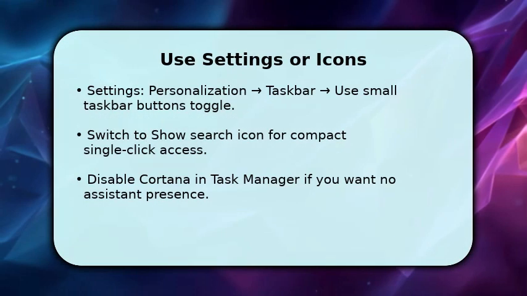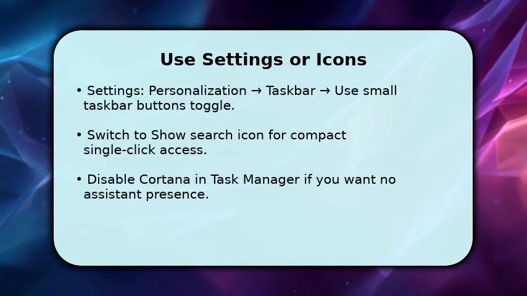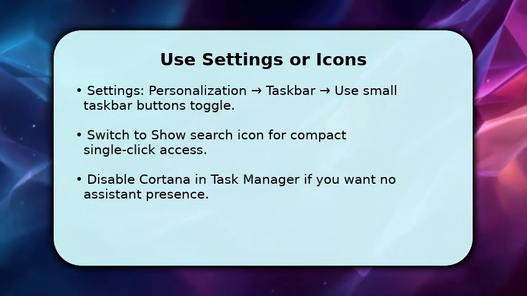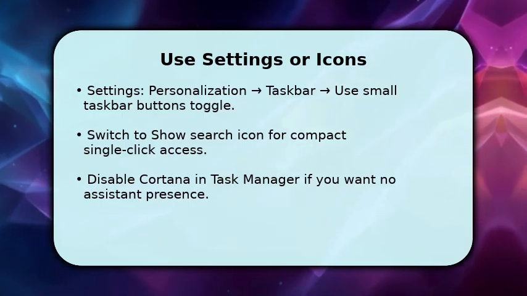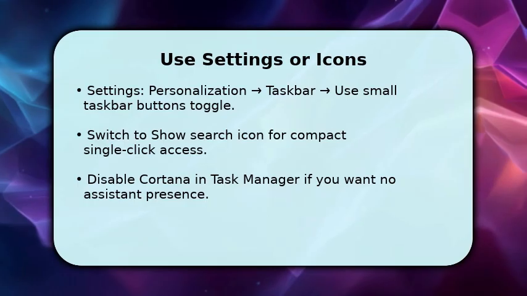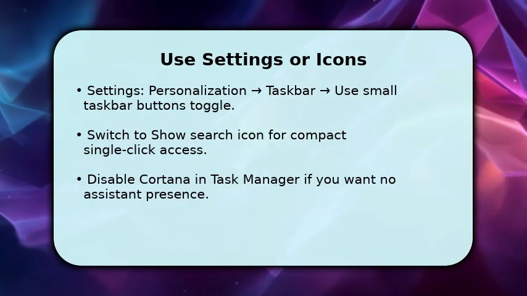Next, refine how search appears. Open Settings and go to Personalization, right arrow Taskbar. You can switch to Show Search Icon if you prefer a compact magnifier icon instead of a box. This saves space while keeping one-click access.